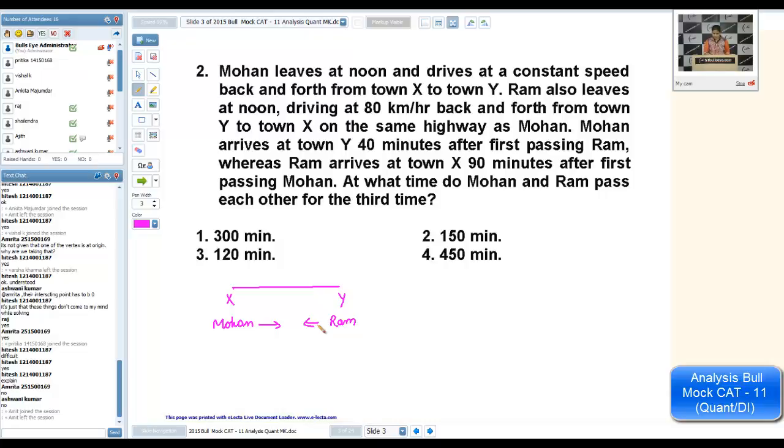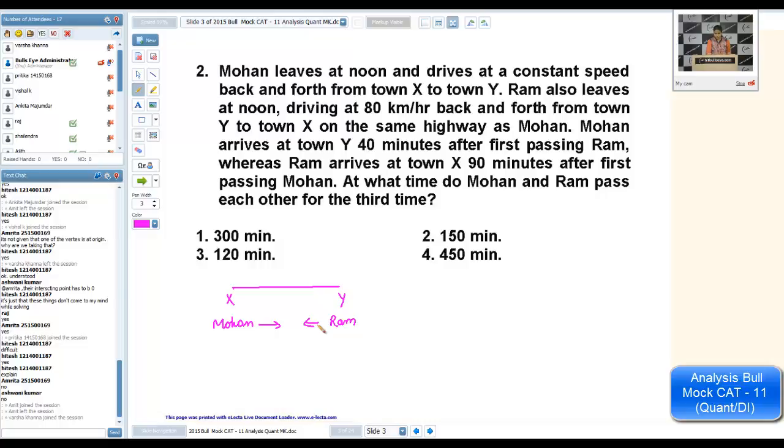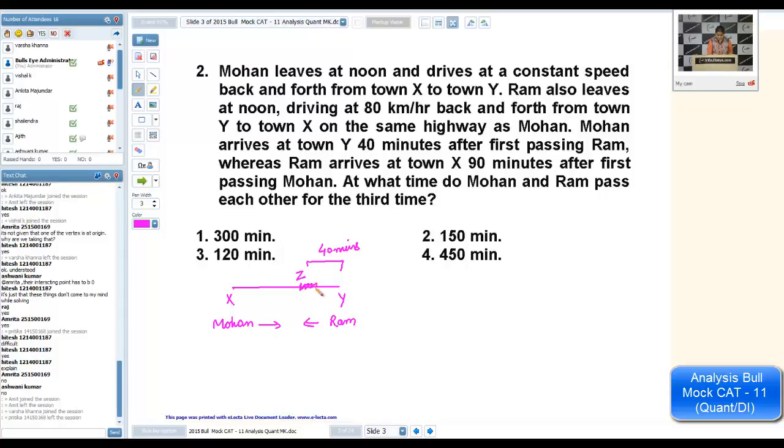Now, Ram also leaves at noon, driving at 80 km per hour back and forth from town Y to town X on the same highway as Mohan. Mohan arrives at town Y 40 minutes after first passing Ram. Suppose they are meeting at this point, say it be Z. Now, Mohan is taking 40 minutes to cover this ZY distance and Ram is taking 90 minutes to cover this distance. Now we can use a shortcut here.